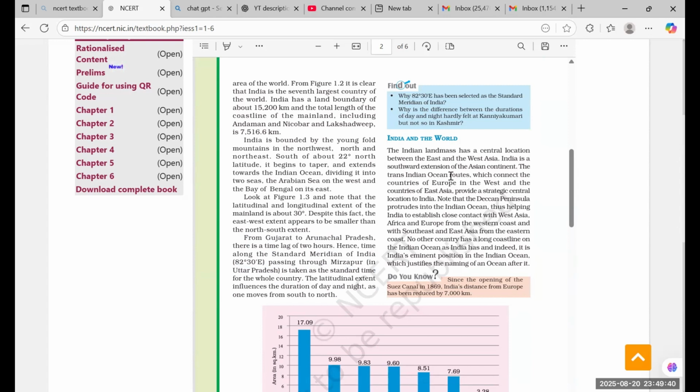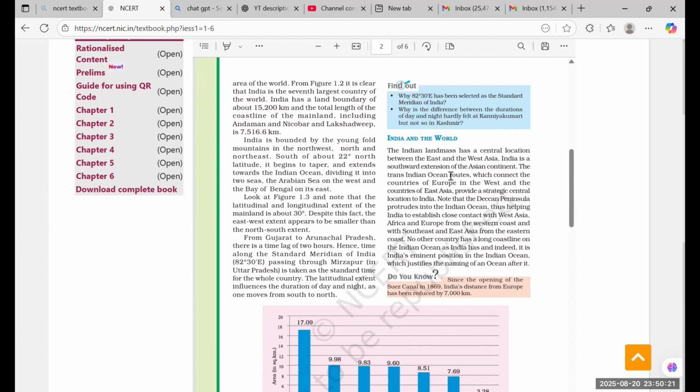It says that the oceanic routes are very old. India has always been connected with Europe and with East Asia with the help of oceans. This has helped in improving trade over the world. The presence of the Indian Ocean in the south has always helped in improving these trade connections and establishing very good trade contacts with the rest of the countries.